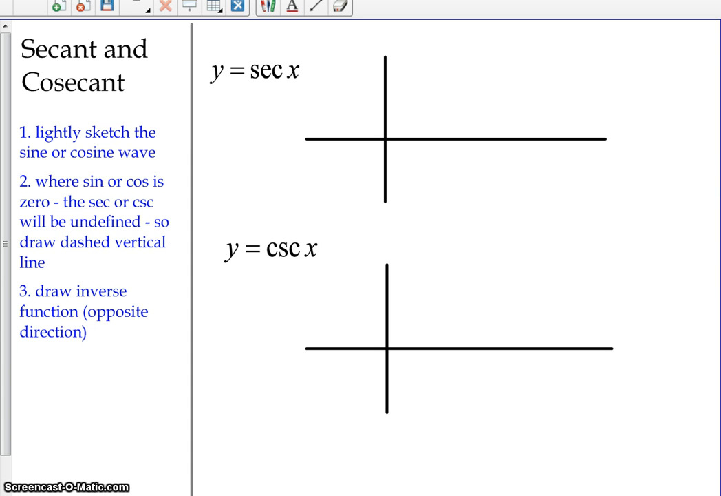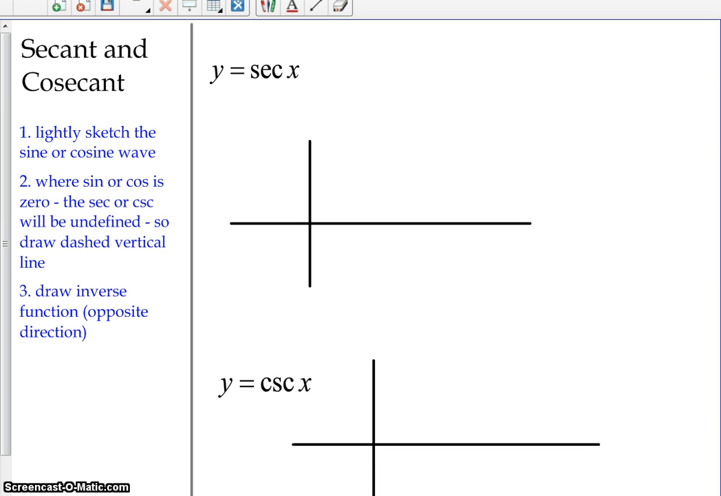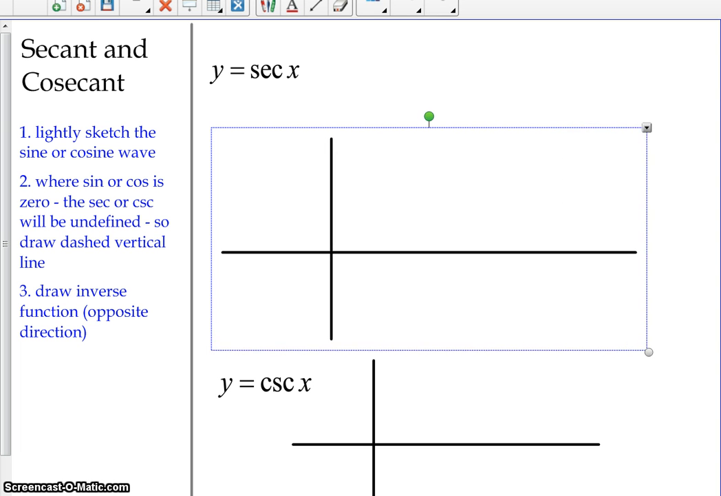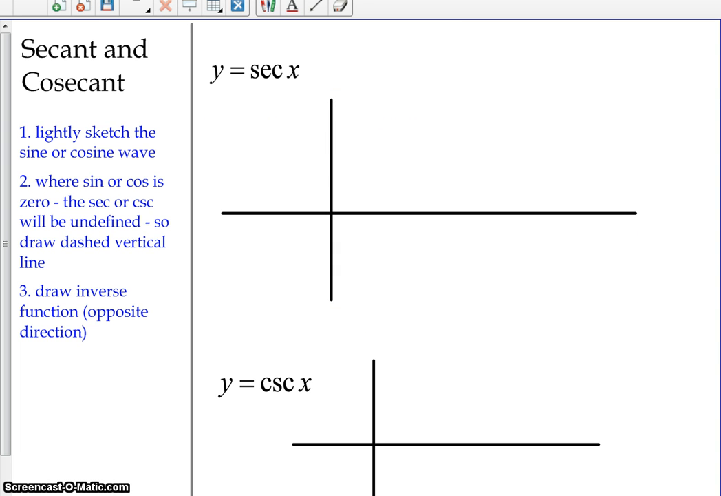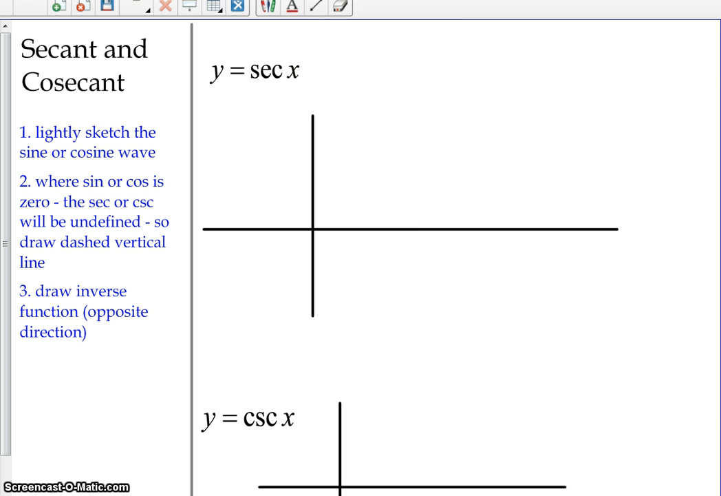We're going to start off by lightly sketching the sine or the cosine curve. And then from there, wherever the sine or the cosine curve is 0, we're going to work on doing the inverses. The cosecant or secant will be undefined there. So we're going to be looking at this inverse function. First, we're going to start with secant.